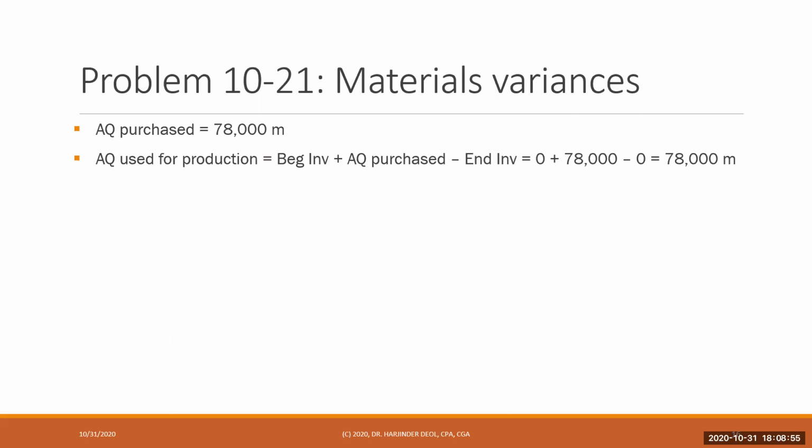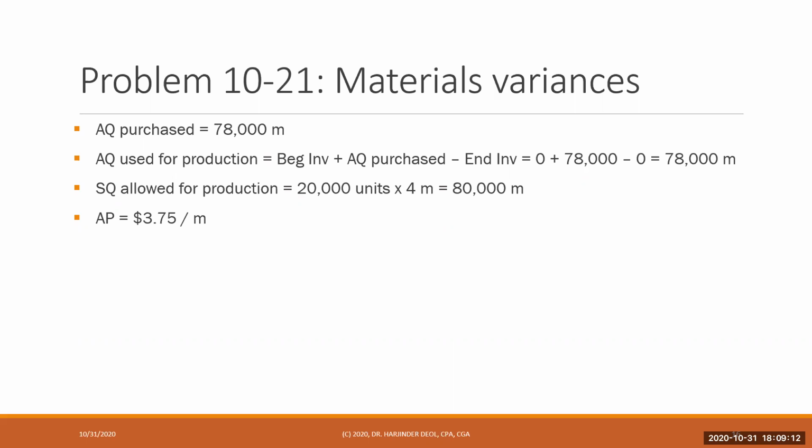The company produced 20,000 units. So standard quantity allowed for production, the 20,000 units produced multiplied by 4 meters. We get that from the standard cost card, 80,000 meters. The actual price paid per meter is $3.75. The standard price per meter is $3.50 a meter. Now, when you look at the actual price and the standard price, you see that the actual price is more than the standard price. So we can predict that the materials price variance will be unfavorable.